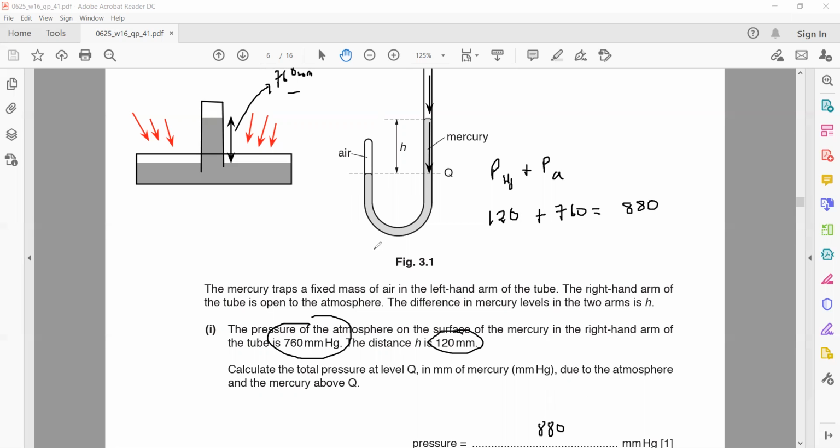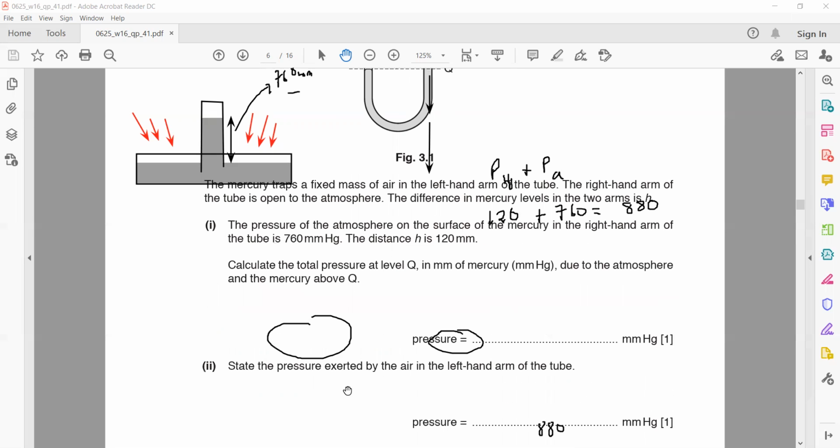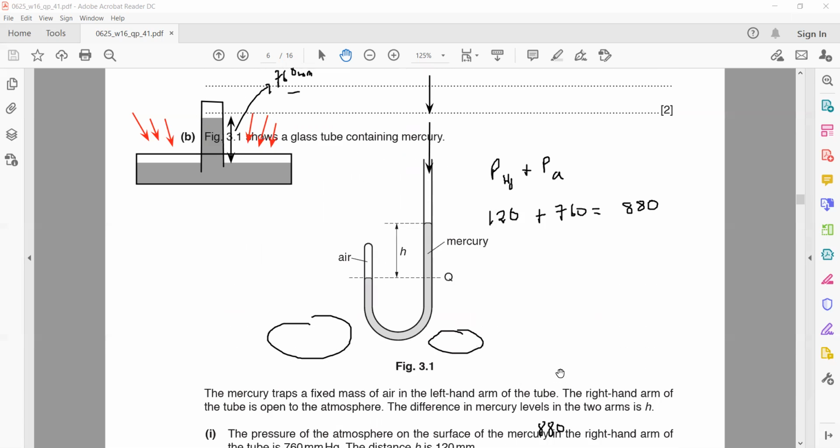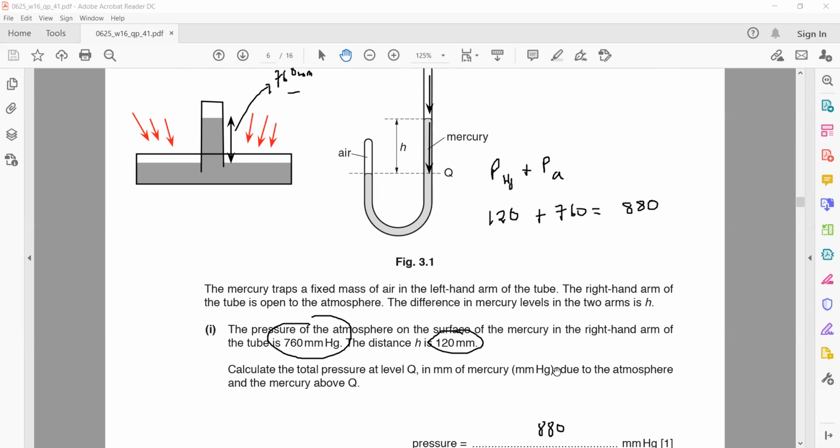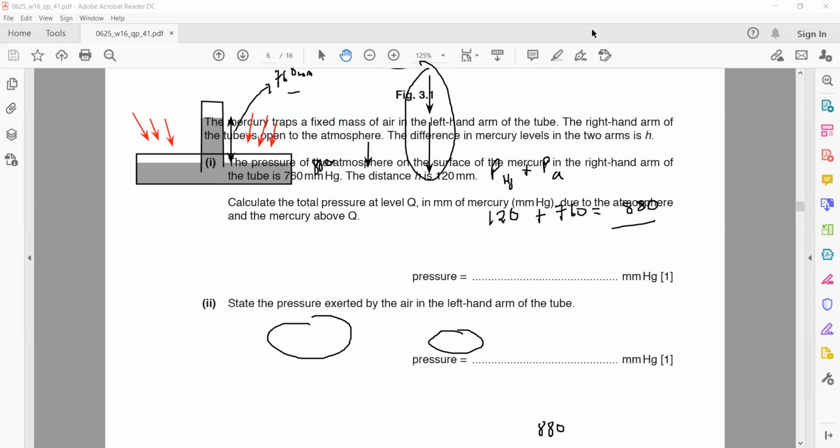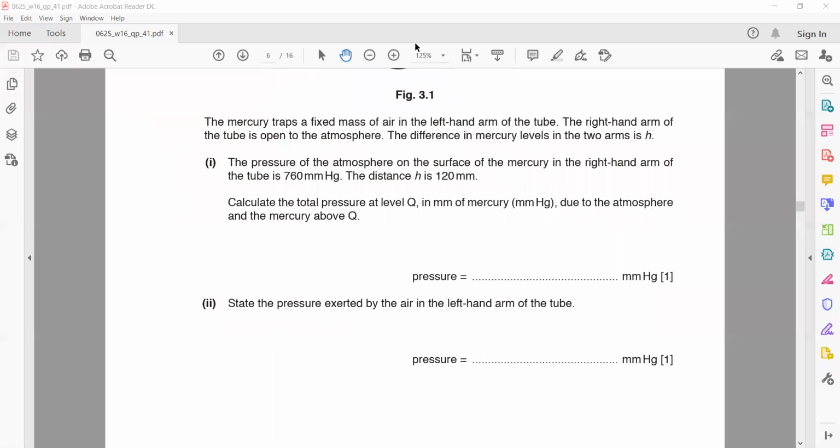Then, for the next part, they're saying calculate the pressure of the trapped air. Because the pressure of the atmosphere and mercury balances with the pressure exerted by the air, the left hand side pressure balances with the right hand side pressure. So if the right hand side pressure is 880 millimeters, the left hand side pressure should also be 880 millimeters. Without showing any formula, you will directly write the answer, which is 880 millimeters.